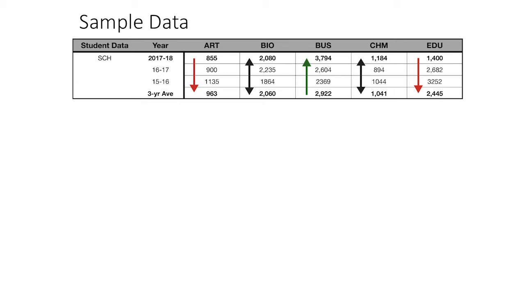So business looking really good, art and education very concerning, biology and chemistry look pretty stable in their enrollments across those 3 years. This is typically how the data get presented. You're looking at multiple programs at one time, and you always try to look at multiple years because it is across years that you see the important trends in academic programs.